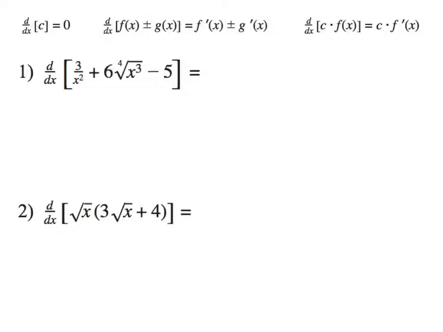or 4. What we have to realize there is, well, the slope of a flat line of 3 or 4 is 0. So any flat line is 0, and that's why the answer to constant is 0.